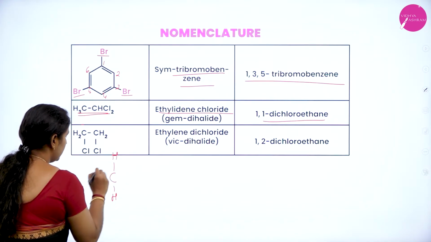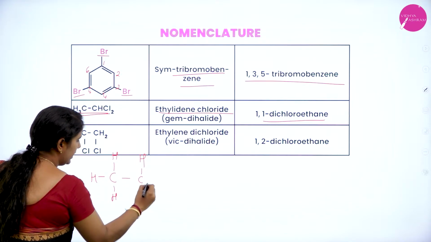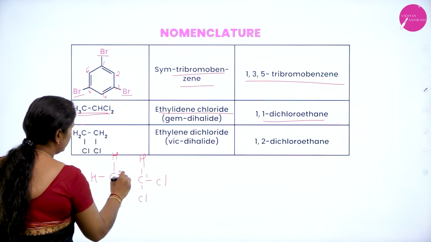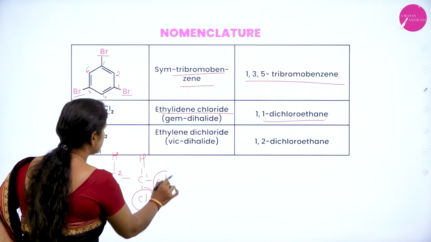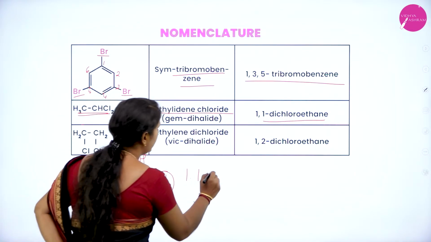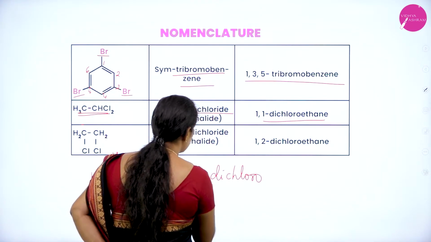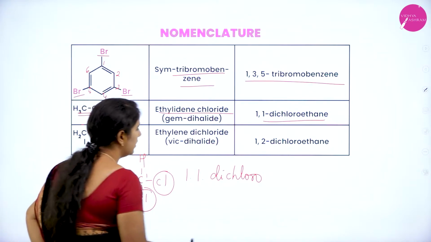You can rewrite the structure also like this: CH3, CH and Cl2, right? So it is 1 and 2. So to the first carbon atom, you can see that there are two substituent groups attached. Hence it is 1,1-dichloro. Why is it dichloro? Because two substituent groups are the same. Hence it is dichloroethane.